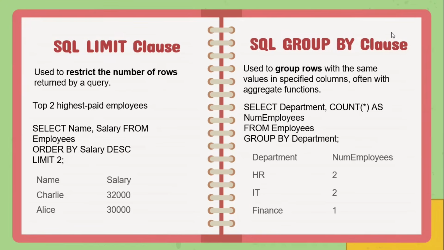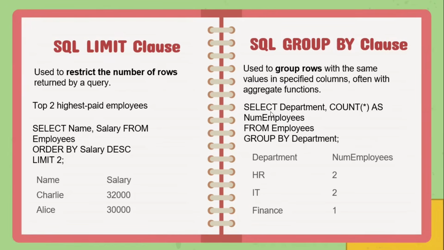Then SQL group by clause. It is used to group rows with the same values in specified columns, often with aggregate functions. Group by clause is actually used often with the aggregate functions. Aggregate functions are like count, sum, mean, max. These are the functions called aggregate functions. We'll be seeing these aggregate functions more briefly in upcoming slides.